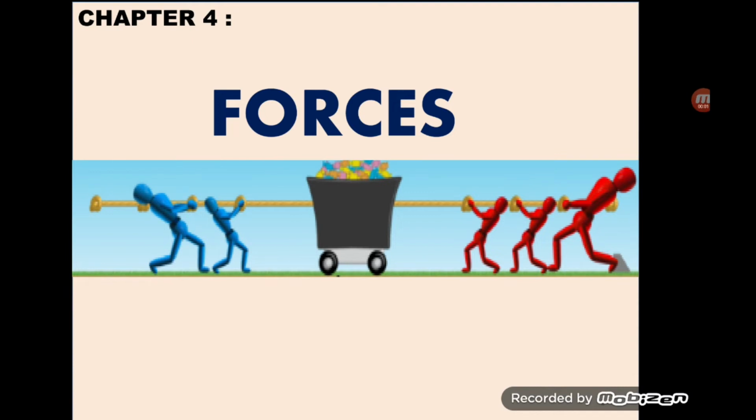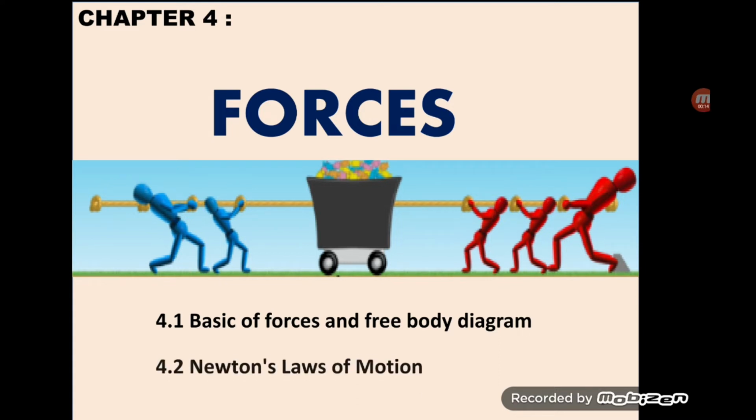This chapter is about forces. In chapter 4, we have two learning outcomes: 4.1 Basic of Forces and Free Body Diagram, and 4.2 Newton's Laws of Motion.